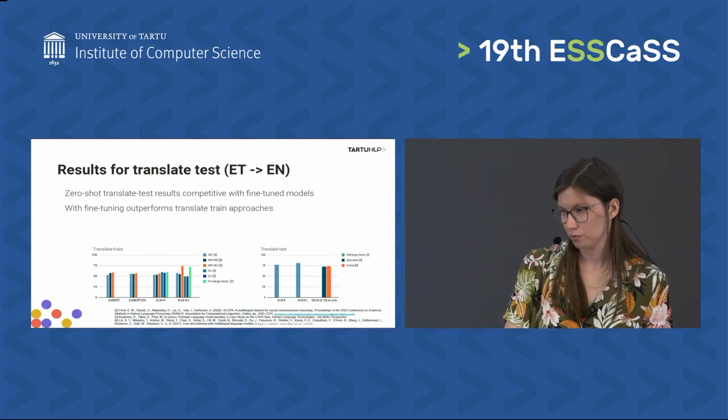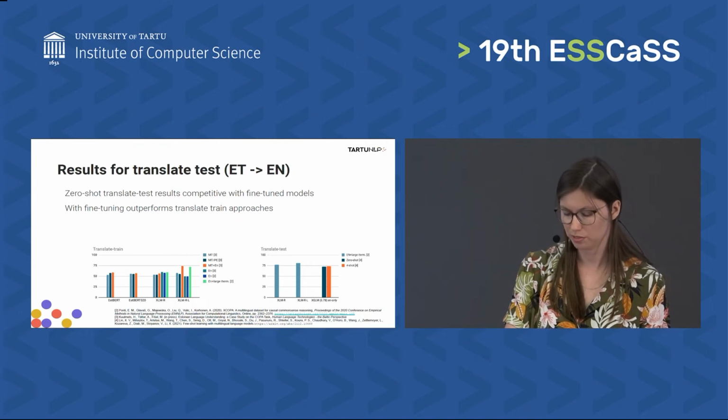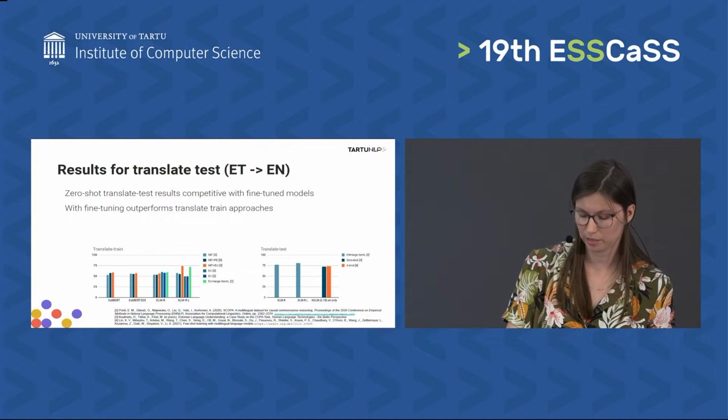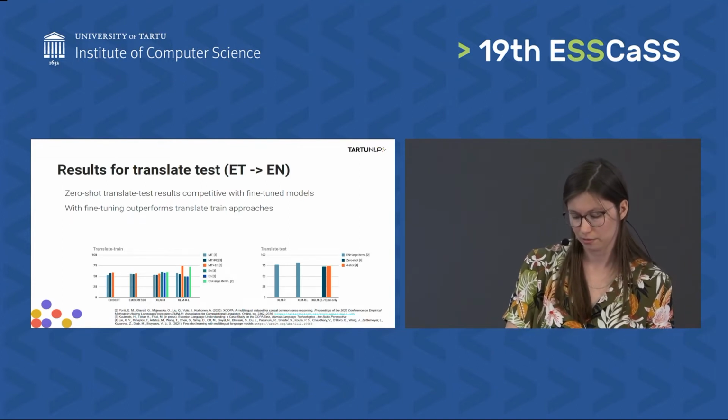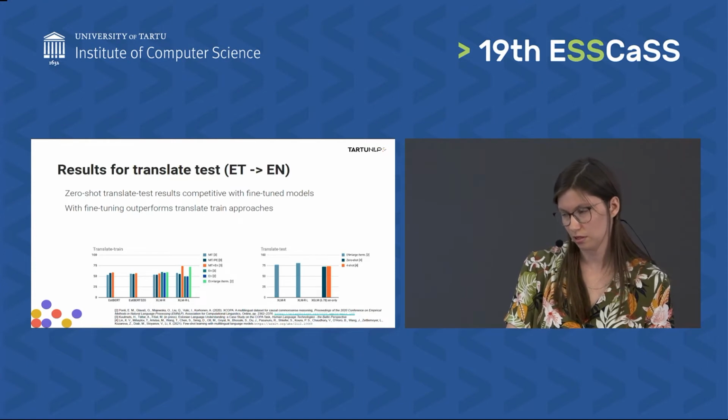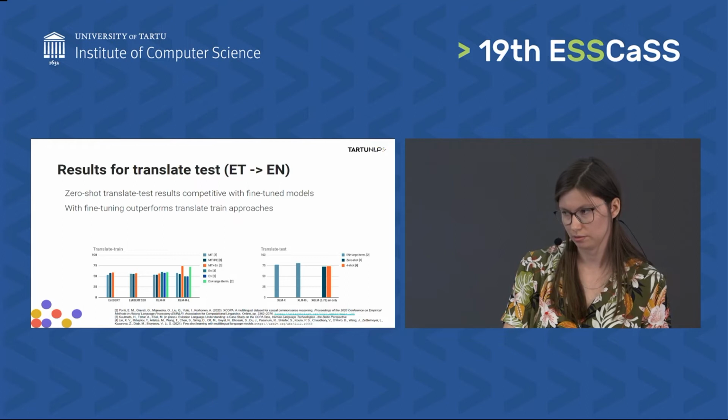And even zero-shot results, which means that the model has not been trained for the specific task at all, are competitive. The zero-shot results are competitive with fine-tuned translate train models.